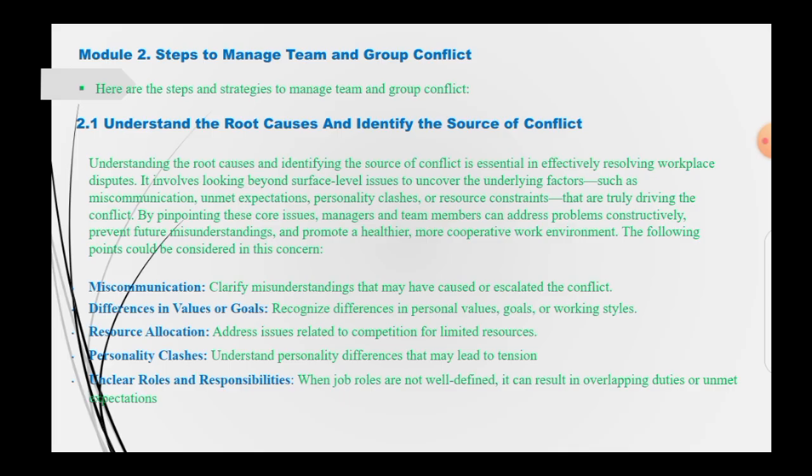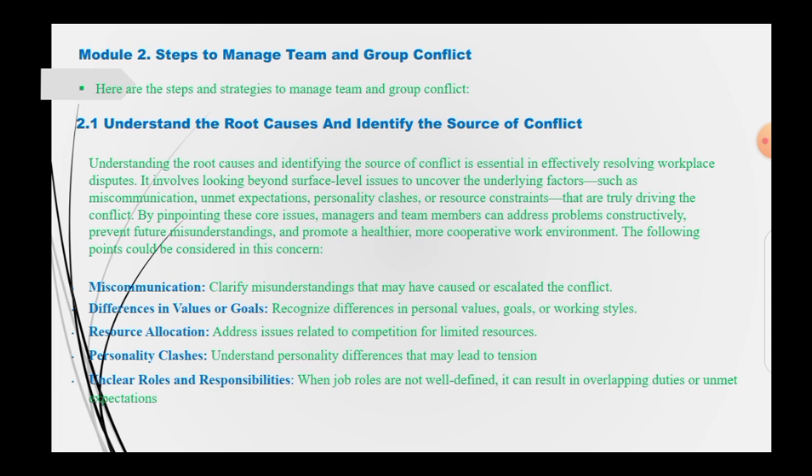Miscommunication. Clarify misunderstandings that may have caused or escalated the conflict. Differences in values or goals. Recognize differences in personal values, goals, or working styles. Resource allocation. Address issues related to competition for limited resources. Personality clashes. Understand personality differences that may lead to tension.